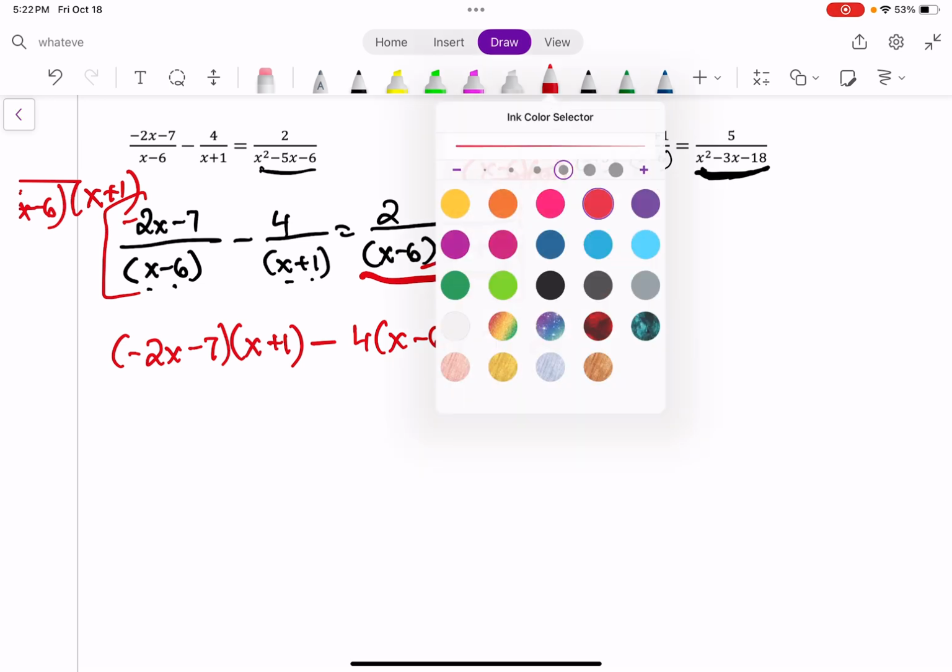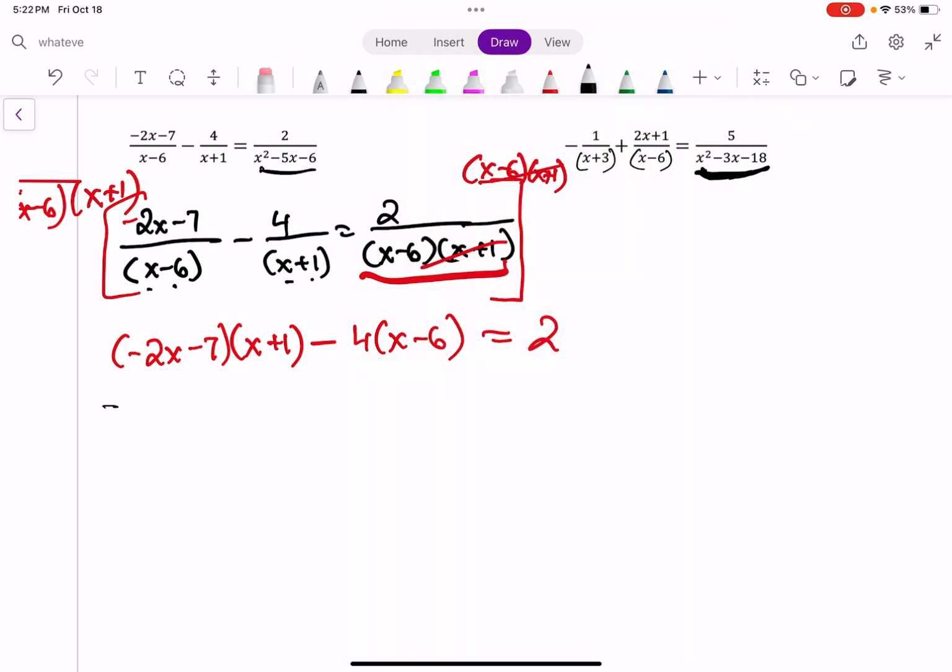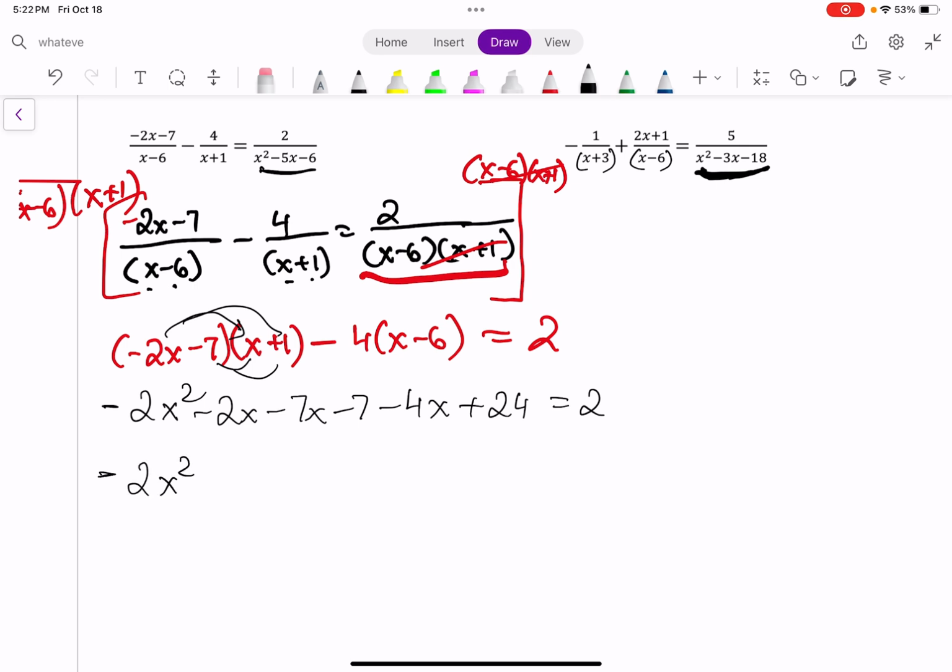So I have to distribute. I'm going to end up with a quadratic equation, and here it is: x squared minus 2x minus 7x minus 7 minus 4x plus 24 equals 2. So again, combine like terms as much as you can. That's going to be a negative 13x. Minus the 2 also over, because I want it equal to 0. So I have negative 7 minus 2 plus 24. So that's 15.